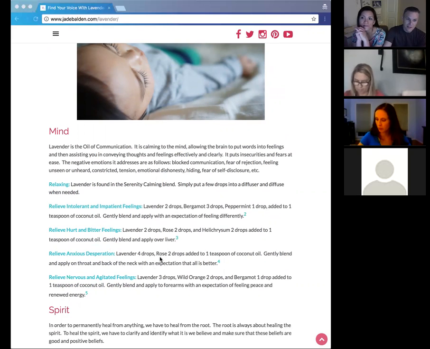And it's interesting to see what oils are paired with lavender for each of these specific ones: the intolerant, the impatient, bergamot and peppermint; nervous and agitated feelings, wild orange. So wild orange is the oil of abundance. So I still struggle with being a night owl. I know I should go to bed early. So I try to use wild orange and lavender as much as I can so I can let go and get to bed. I'm still working on it, but these are awesome oils to help me finally go to bed.